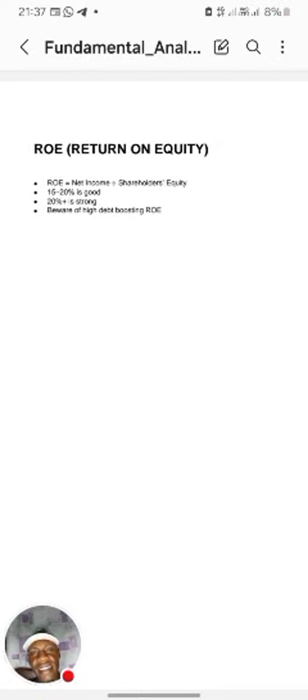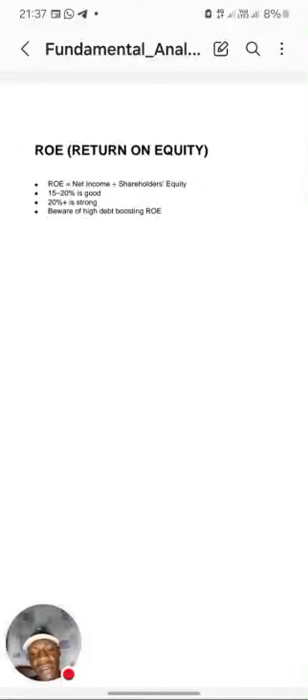If the company is using debt to boost the return on equity, it's not a good idea because it's not going to solve the problem. At the end of the day, they have to pay back that debt, and it's your money you're going to use to pay back that debt. We're going to talk about that tomorrow. That has to do with calculation. Most of this has to do with calculation.